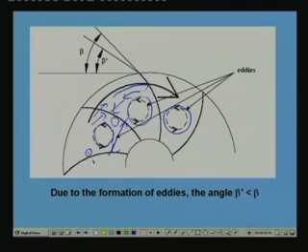Because of the presence of the eddies, the velocity at which the refrigerant leaves the impeller will be beta dash, whereas beta is the blade angle. So because of the eddy formation, beta is greater than beta dash.